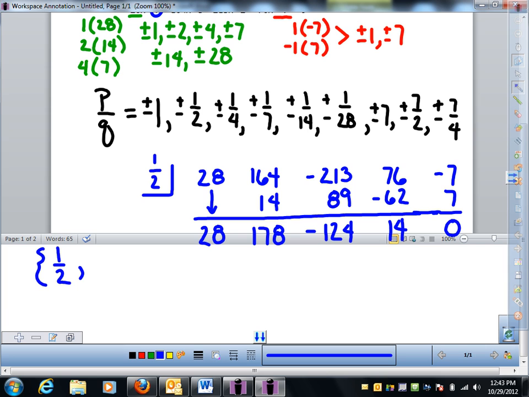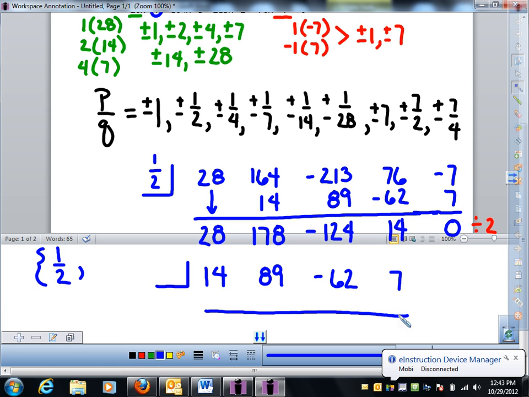One of the things I also know is, as I'm looking at this, I notice that 14, 124, 178, and 28 are all divisible by 14. So what I'm going to do is divide each of those by 2 so I can have some smaller numbers. I'm going to take this whole row and divide it by 2. So the new numbers that I'm going to work with are 14. Half of this is 89. Half of this is negative 62. Half of this is 7. And that's now where I will work my synthetic division a second time.